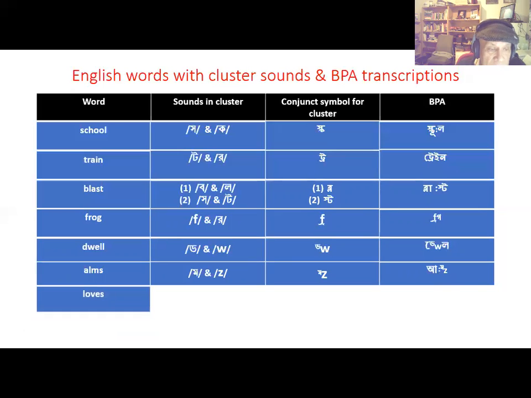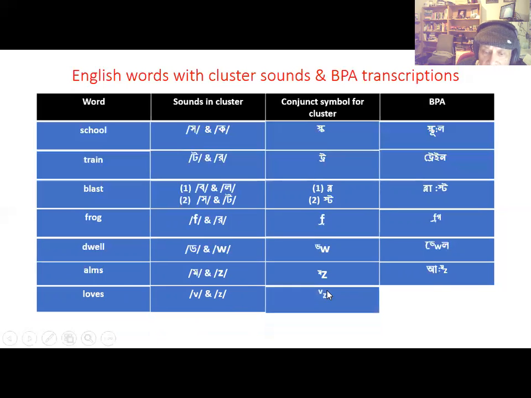And finally we have this word loves. V and z are the two English sounds which form the cluster sound vz, which we write by the conjunct symbol like this in BPA. So the final transcription of the pronunciation of loves is la, and this symbol we have come across before. It represents the short sound in English, like as in cut, but, shut. Loves. So that's the end of this lesson.